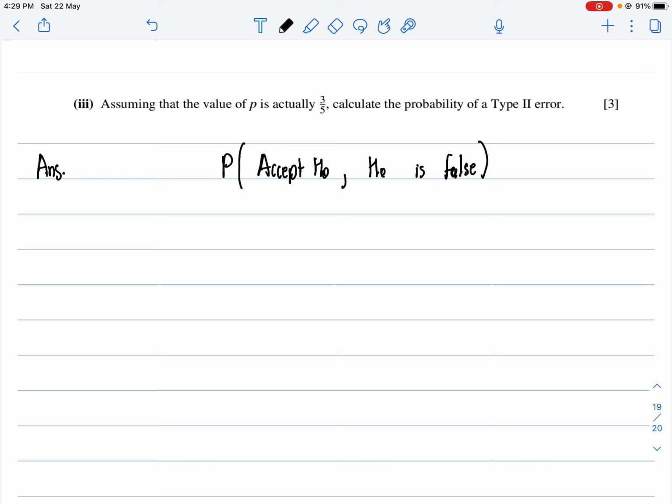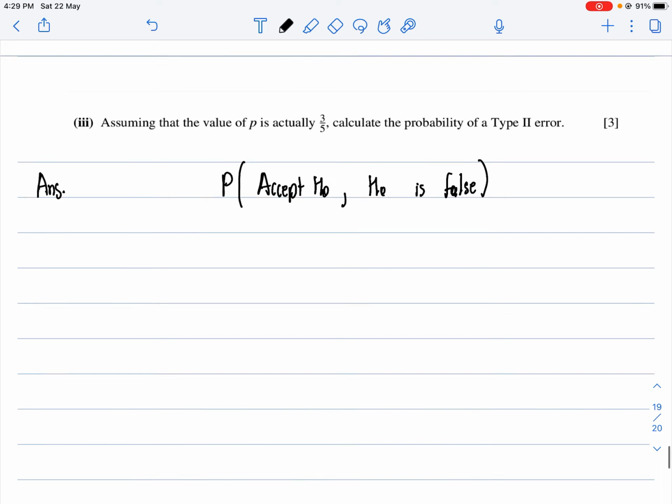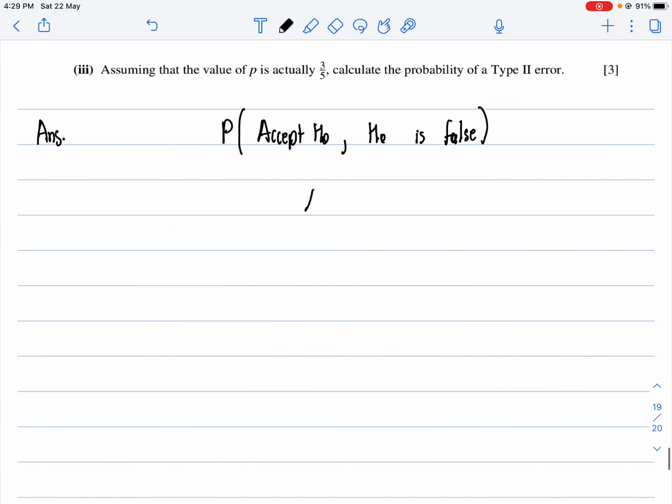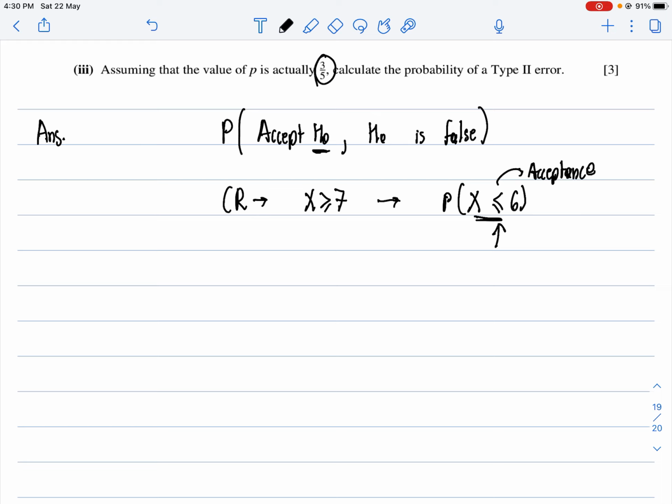So now what you can simply do is, in the above part, I mentioned the critical region, which is x more than equal to 7. I know this is my critical region, but this is the area of rejection. So the area of acceptance will basically be x less than equal to 6. Agreed? This is the area of acceptance, the probability of acceptance. Because I'm accepting my null hypothesis, I need to calculate this, but using my probability as 3/5.